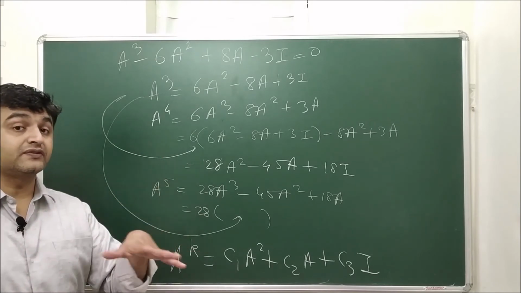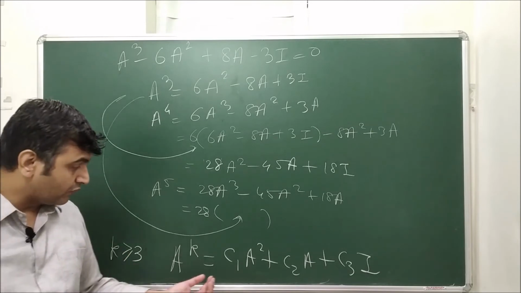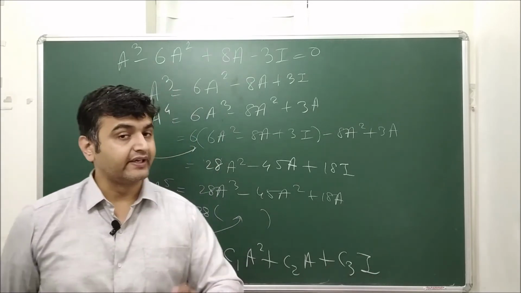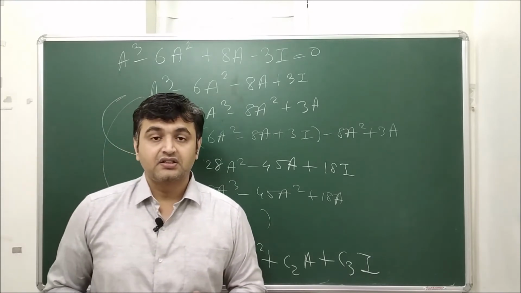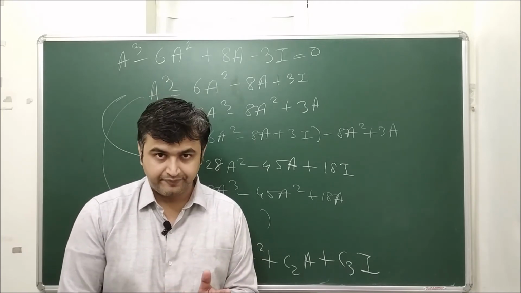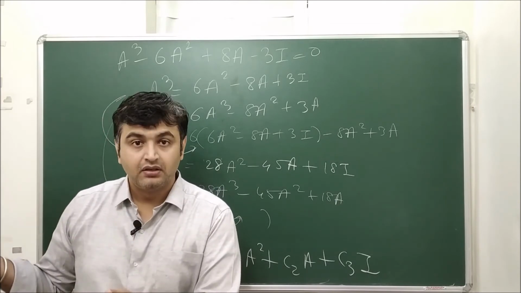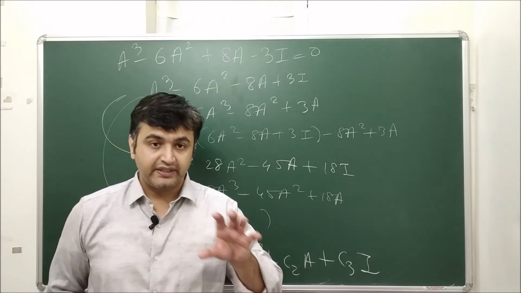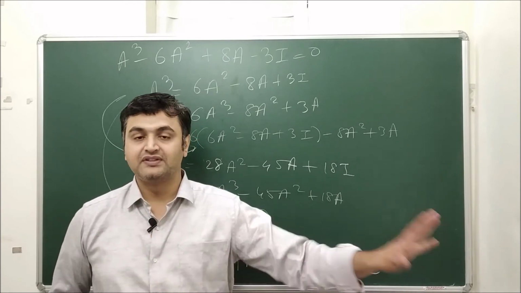If it is, suppose, a 4 cross 4 matrix, then you take any k greater than or equal to 4, it can be written as a combination of A cube, A square, A and identity. Any power greater than or equal to 4 can be done in that way. So that's another strong point of the Cayley Hamilton theorem: if you have a matrix of order n cross n, then any power of A which is greater than or equal to n can be written as a combination of A raised to n minus 1, A raised to n minus 2, A raised to n minus 3, up to identity. You can always do that.